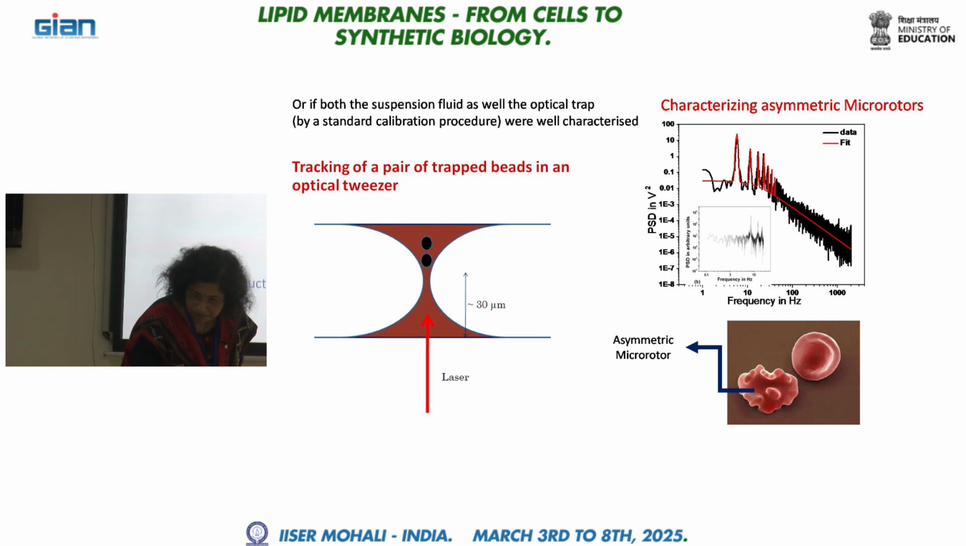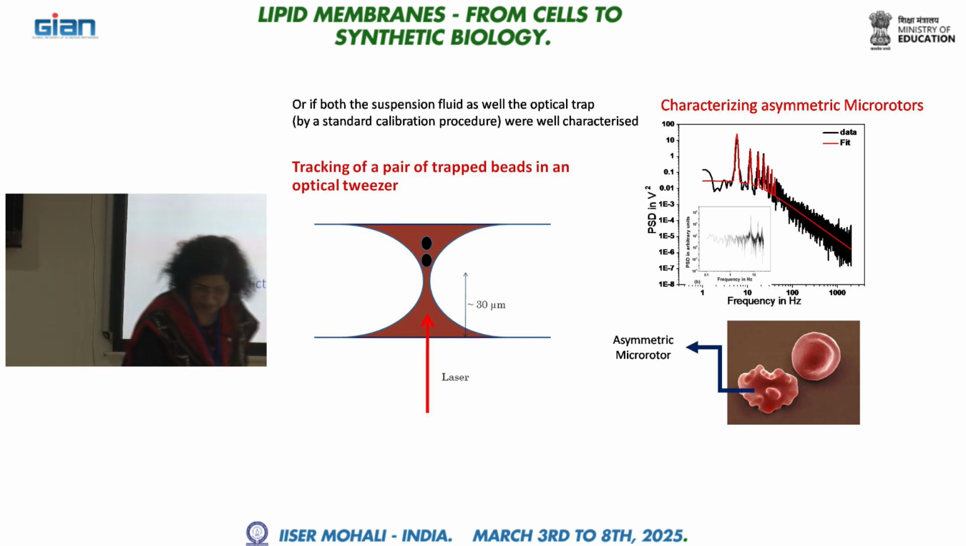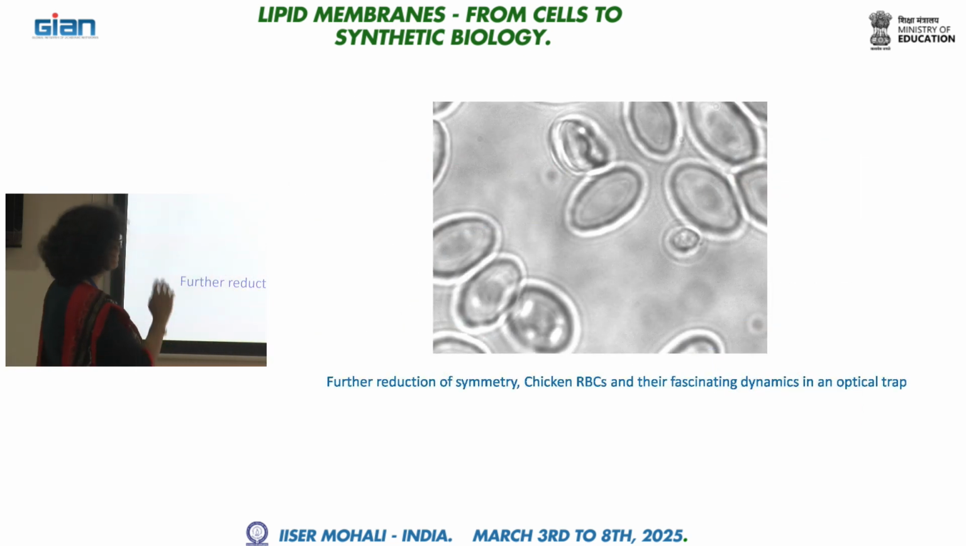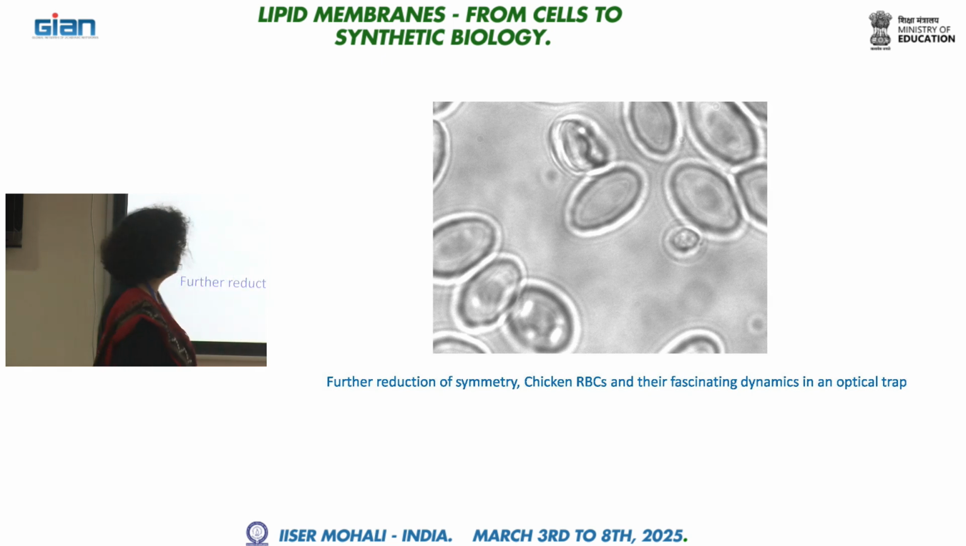So, let us just see whether this particular video works. I'm not sure it will, but let me give it a go. This is an avian red blood cell in an optical tweezer. Now, I should have shown this perhaps after the red blood cell behavior. You can see the dynamics. It actually does a dual flip.